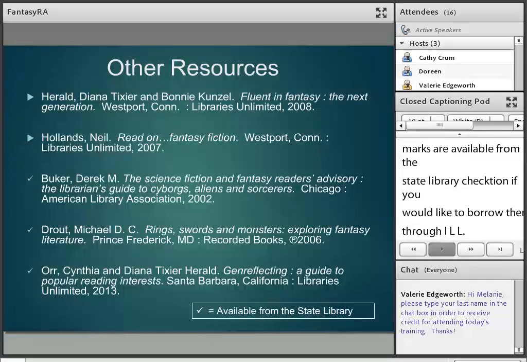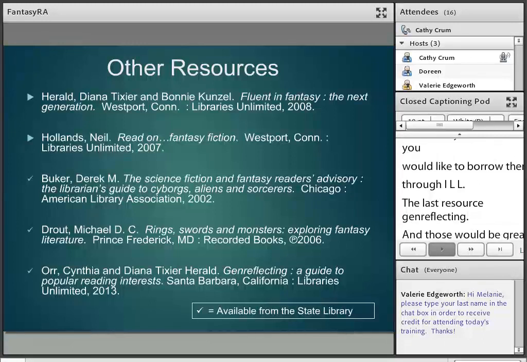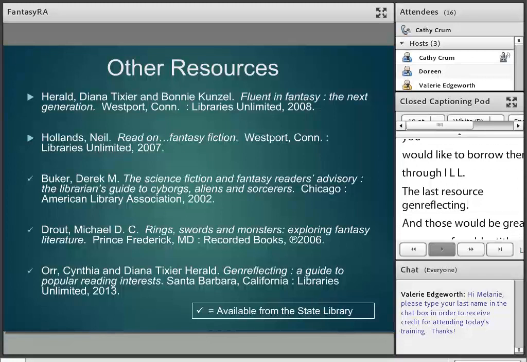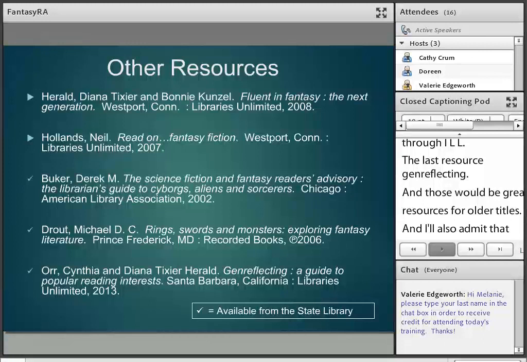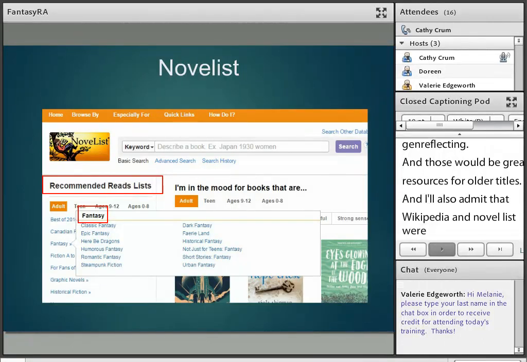This slide includes some of the resources that I found helpful while working on this webinar. Those resources with the check marks are available from the State Library's collection if you'd like to borrow them through ILL. It's the last three there. The audiobook Rings, Swords, and Monsters is part of the Modern Scholar series and includes lectures on the history of fantasy fiction and an overview of fantasy authors and trends.